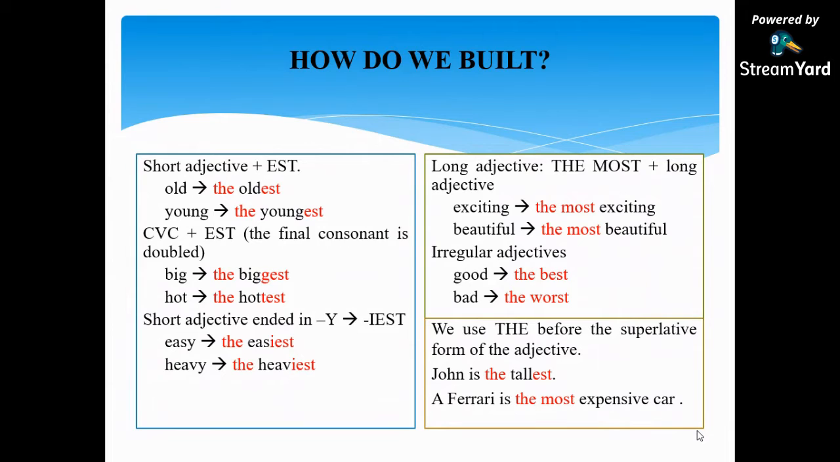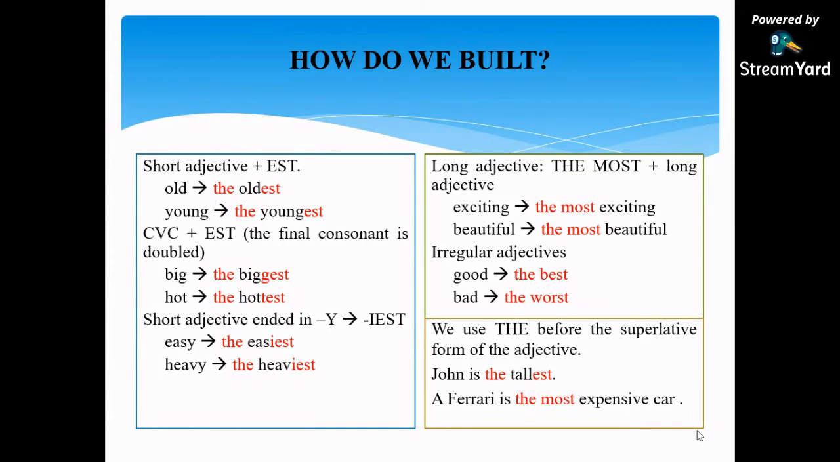We have the same rules. First, we have to verify if we are talking about a short or a long adjective. Then we're going to see the different rules that apply with each one of them. For example, in short adjectives, we tend to use -est at the end of the adjective. Old will be the oldest. Young will be the youngest.